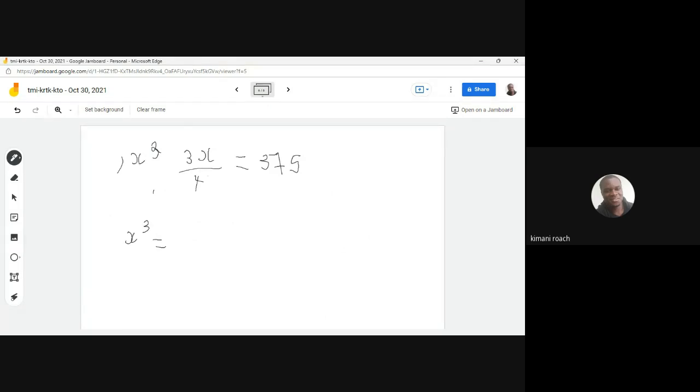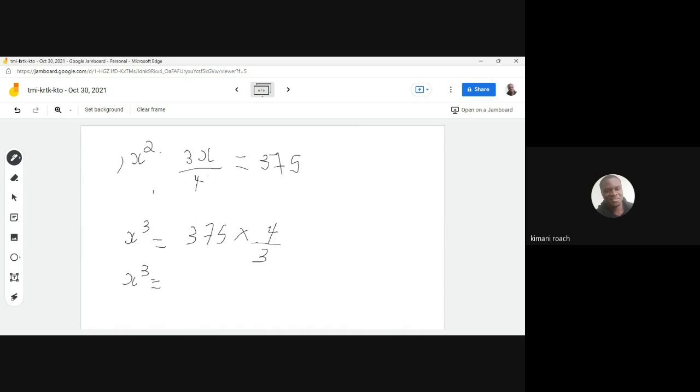Let me correct this. I'm not sure where I'm getting that from. That's a very silly mistake there. It's x squared times y, so x squared times 3x over 4, so x times x times x is going to give me x cubed. And that is going to be equal to 375 times, we're going to take that and reciprocate it, so that's going to give me 4 over 3. So x cubed is going to be 375 times 4/3.